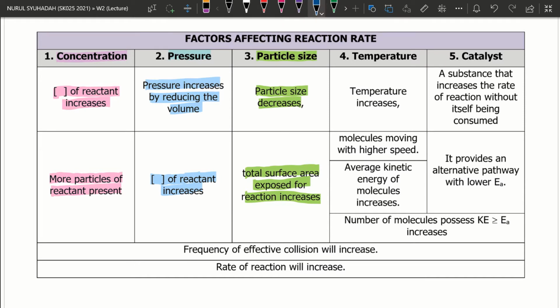To explain this about the particle size, the easiest example you can imagine is when you want to make a sugar solution. You have a sugar cube, a big sugar cube, and then you have what we call gula pasir, the one that you use every day in your kitchen. When you try to dissolve these two sugars, the one that will dissolve first is this one, the one with the smaller particle size compared to the sugar cube.